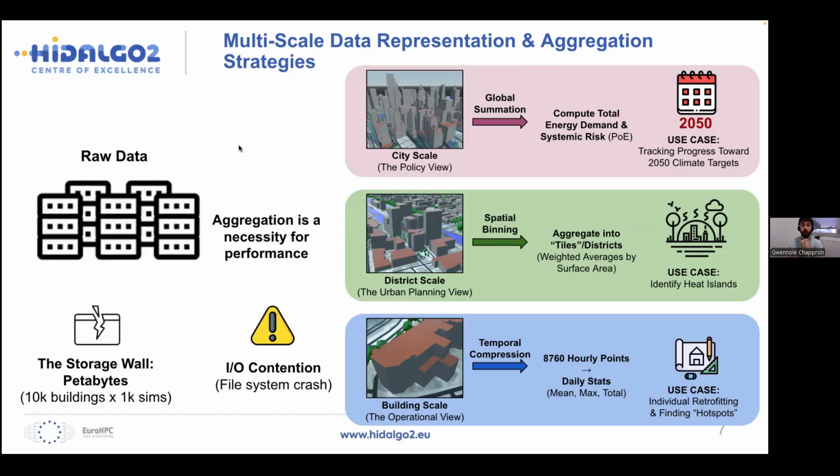And finally, we can have a global view at the city scale, and it can be useful for policy and decision makers to have different KPIs and to track progress for the cities and to reach the set targets, so to navigate the 2050 climate targets.